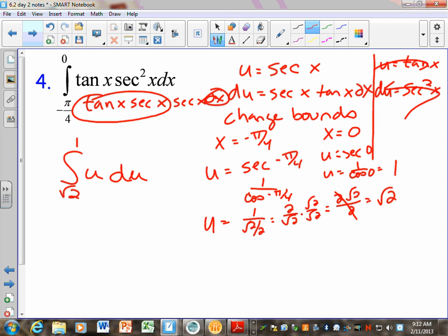Isn't that much easier to integrate? Yes. And this is one where I think it's much easier to integrate without changing that in terms of x, because you would just get u squared over 2, from the square root of 2 to 1, and you can plug that in and work that out.